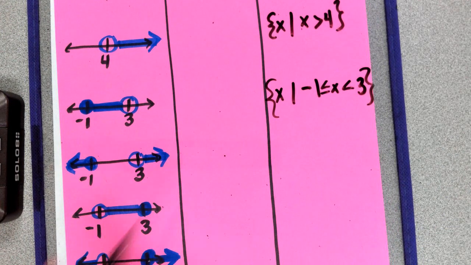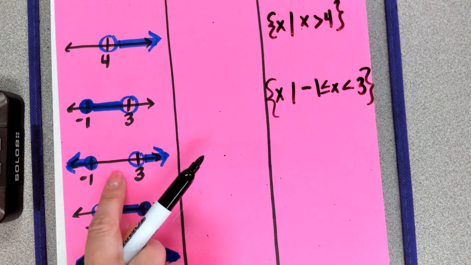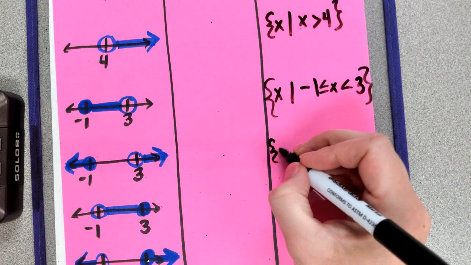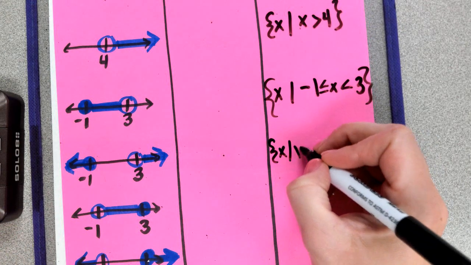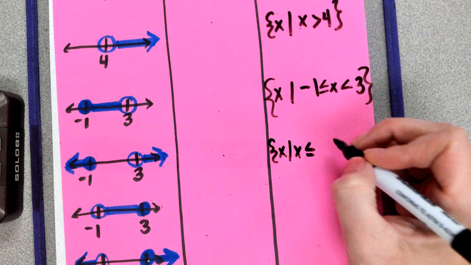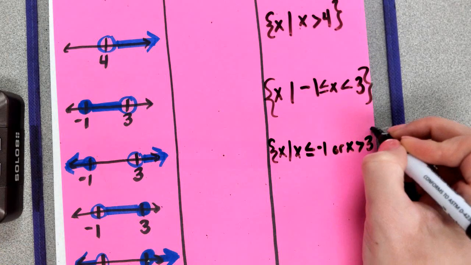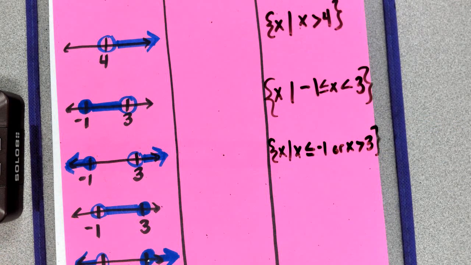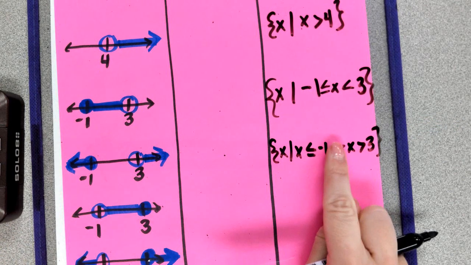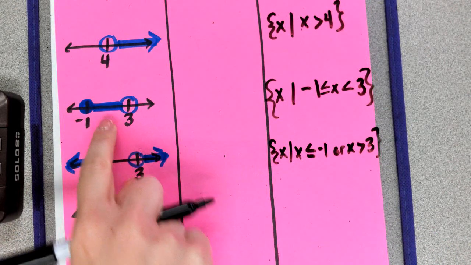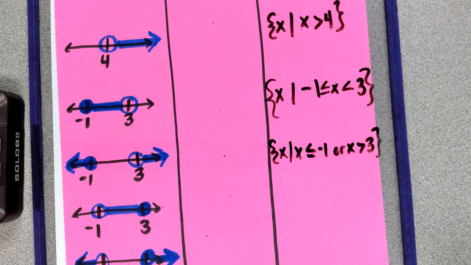Okay? This one is a little different. X is not in between, it's on the outsides, right? So this one would be saying the set of all x such that x is less than or equal to -1, or x is greater than 3. I can't write this one like this. I can't put x in the middle because it's literally not in the middle, it's on the outsides.